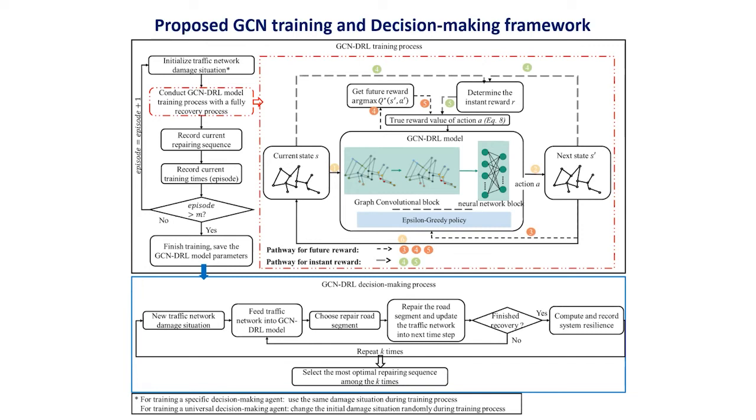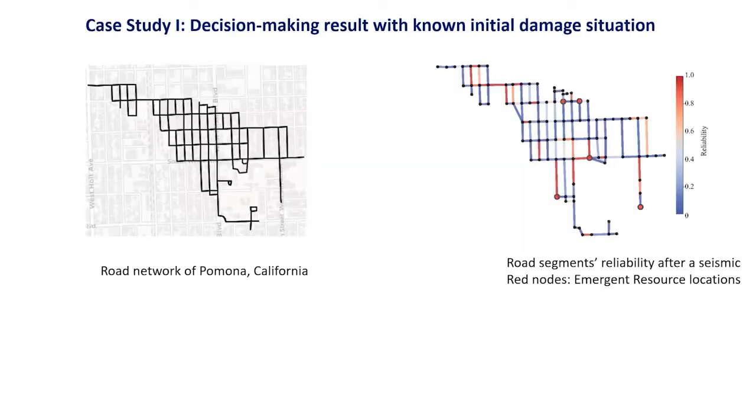With this proposed graph convolutional neural network training and decision-making framework, I would like to use two case studies to validate the proposed framework. First, we are going to make decisions knowing the initial damage situation. Here, we use a real-world road network from California, and we also have a separate program that does the seismic simulation. The right picture here is actually the result of the seismic simulation.